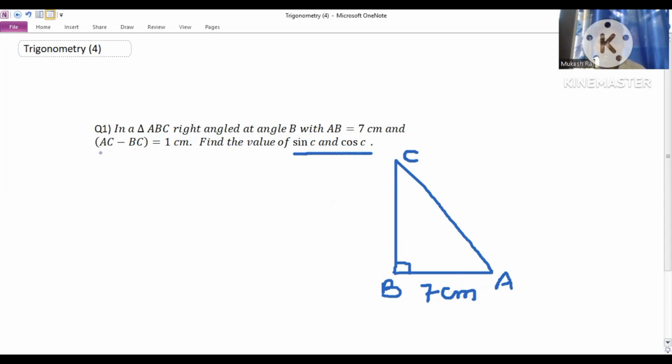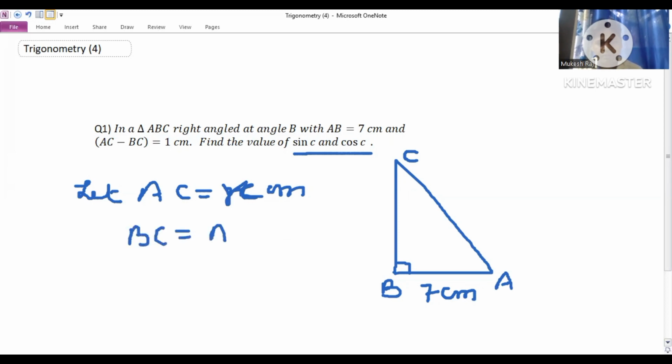Okay. Then the next parameter that is given, it says that AC minus BC is equal to 1 centimeter. So what I'm going to do here is, let us assume that AC is equal to x centimeters. Then in this light, if I'm assuming that AC is equal to x centimeters, then the value of BC will be equal to AC minus 1 centimeters. I hope all of my friends would be able to understand this point, that how we have obtained this parameter.